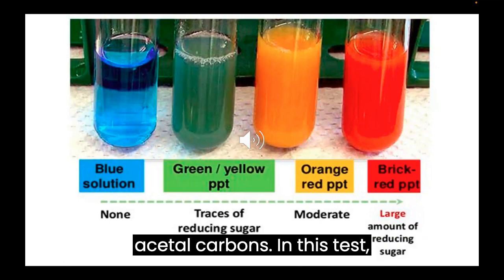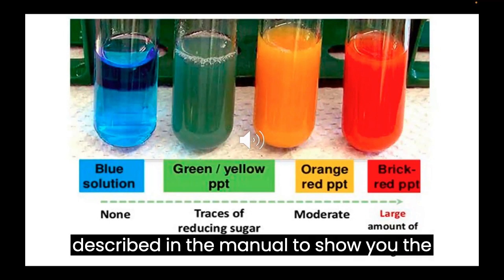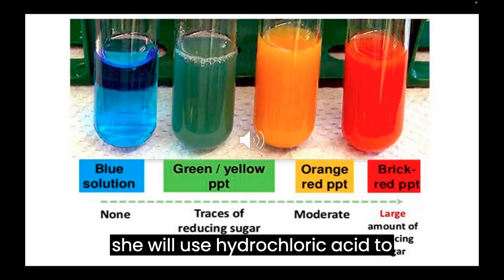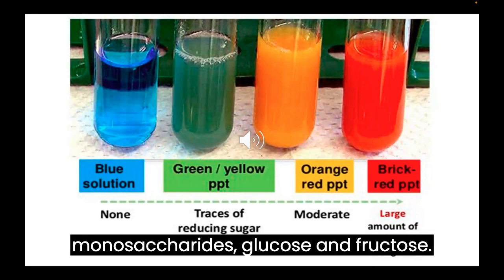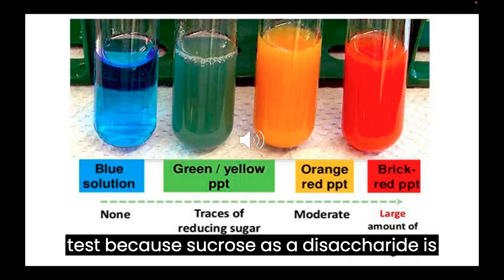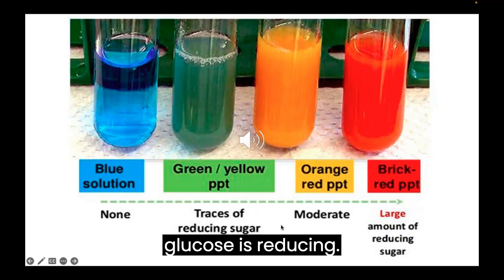They have acetal carbons. In this test, Dr. Emilia will use the experiment described in the manual to show you the results of Benedict's test. After that, she will use hydrochloric acid to hydrolyze sucrose into its constituent monosaccharides, glucose and fructose. This will be detected using Benedict's test because sucrose as a disaccharide is non-reducing, but one of its monomers, glucose, is reducing.